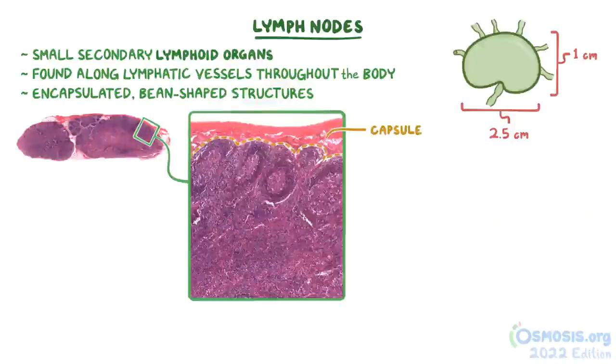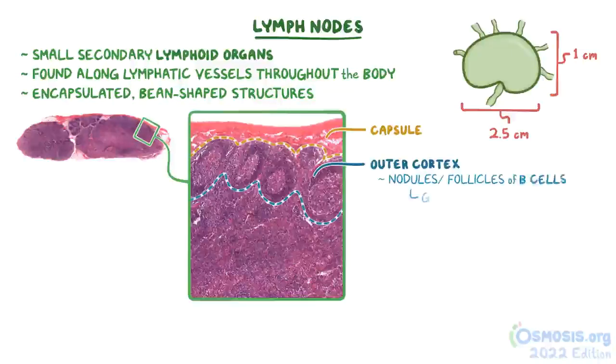If we zoom closer, we can more easily identify the outer capsule of connective tissue, as well as the 3 functioning regions of the lymph node. Just beneath the capsule is the outer cortex, which contains spherical nodules or follicles of B cells, each with a germinal center, similar to the follicles of the spleen. The germinal center is where B cells differentiate into plasma cells.